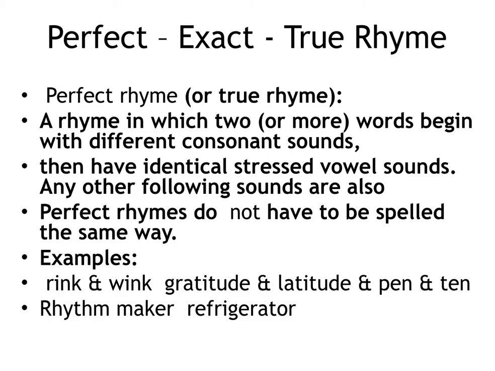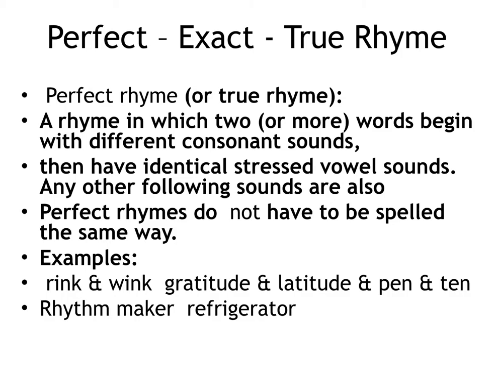Concerning rhyme, there are 2 kinds of rhyme. There is perfect, exact, or true rhyme. That's rhymes where the words begin with different consonant sounds, but they have the same vowel sounds and they end in the same way. So some examples of perfect rhymes are rink and wink, gratitude and latitude, pen and ten, rhythm maker, refrigerator. Those are perfect rhymes.